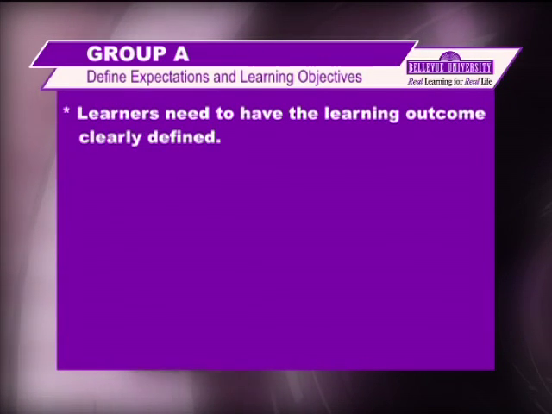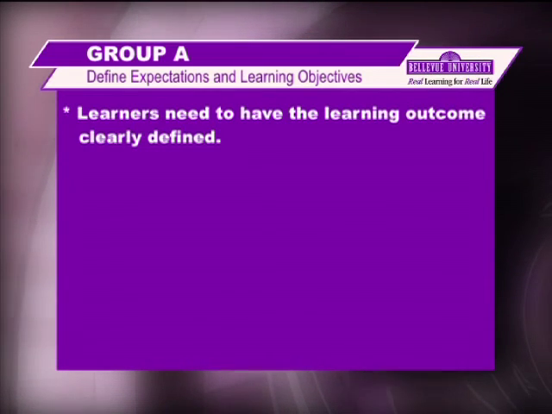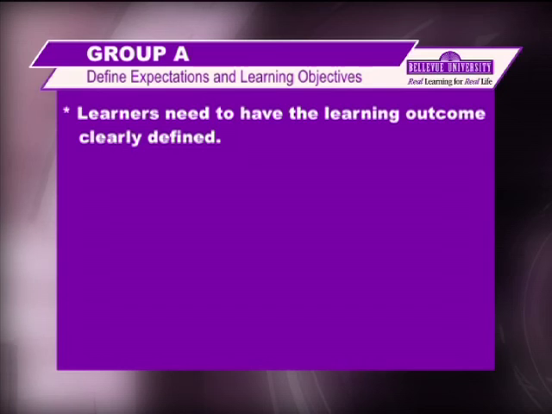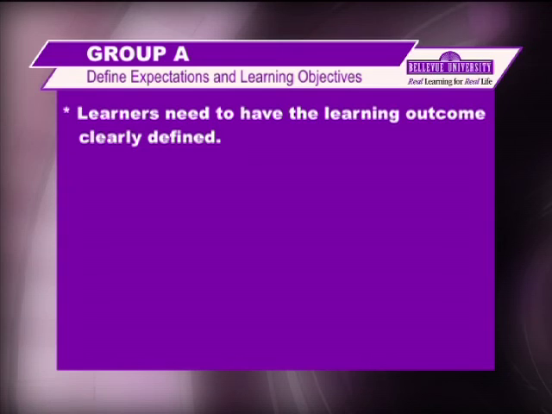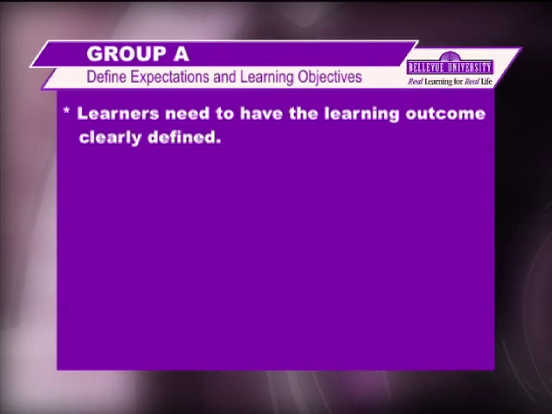We have chosen 4 rules that we feel to be most significant. The first rule would be to define learner expectations and learning objectives. It's important for learners in an online group activity to know what the destination is. What's the goal? Where are we going? So learners in an online group activity need to have the learning outcome clearly defined.